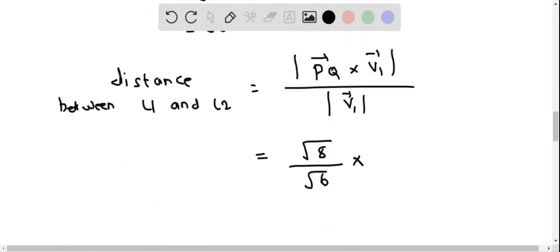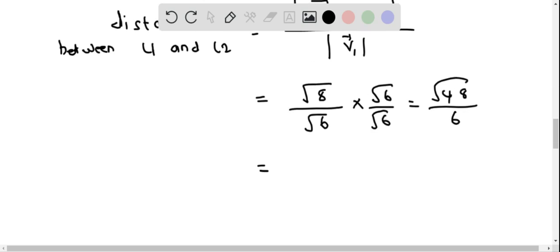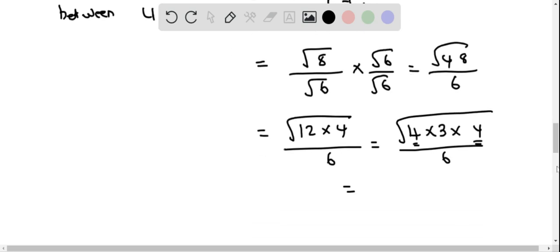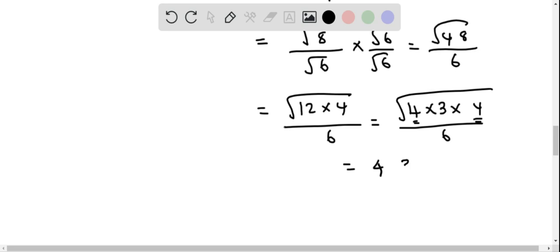We now rationalize this, that is we multiply and divide by the radical in the denominator, and this gives square root of 48 over root 6 times root 6, which is 6. We now write down this square root of 48. You can write that as 12 times 4 divided by 6, and in fact we can write this as 4 times 3, and then we have 4 divided by 6. Since we have a pair of 4 inside the square root, we can simply take it out of the radical. So it becomes 4 root 3 divided by 6. We can simplify 4 over 6: 2 times 2 is 4 and 3 times 2 is 6. So it is basically 2/3 multiplied with the radical 3.